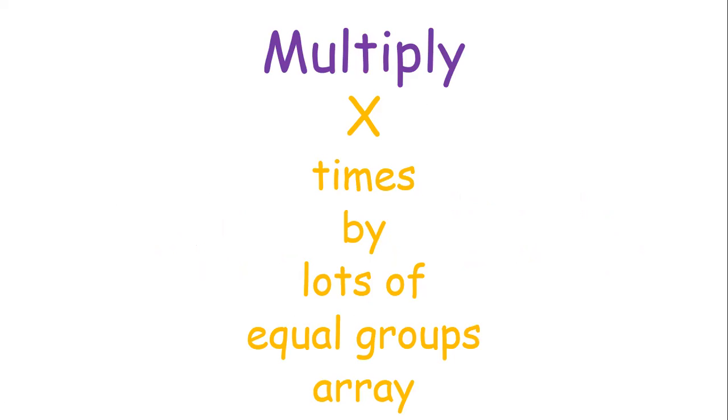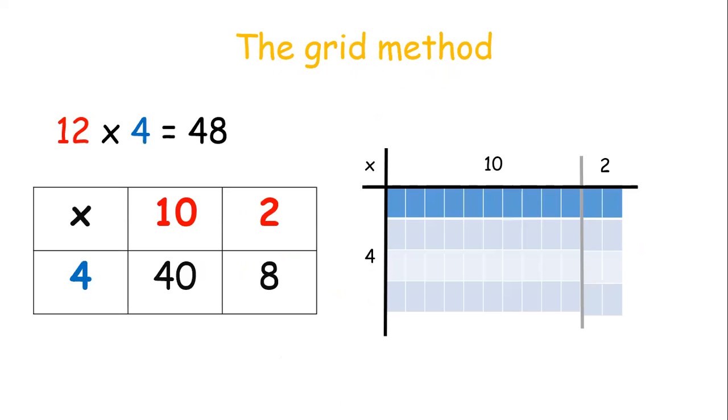And we know when we multiply something, the number gets bigger. When we multiply something together, the answer is bigger. So here is the grid method. Now you'll recognise this because we did it in class before. We've got this question here, 12 times 4.